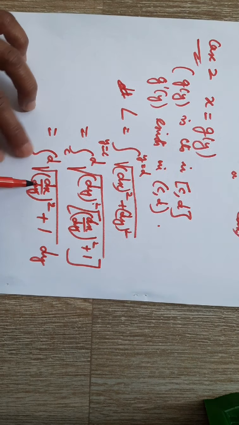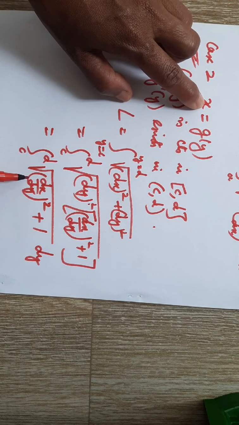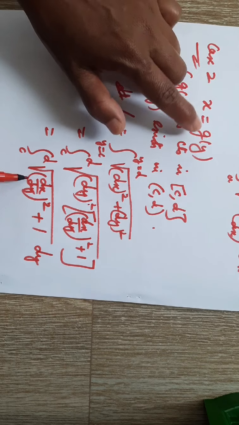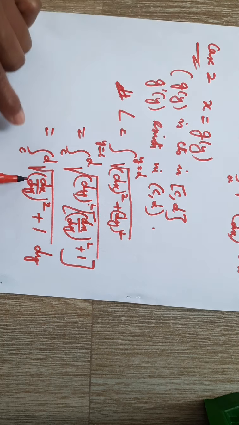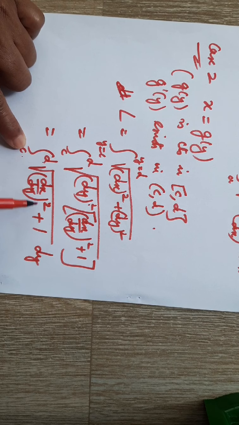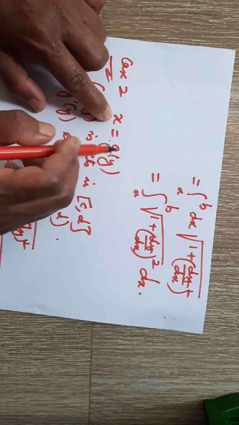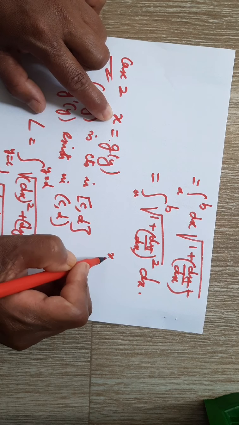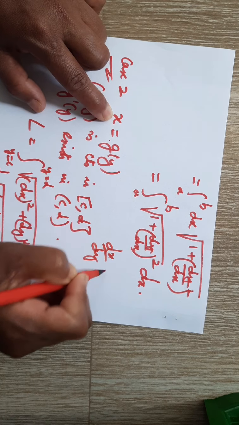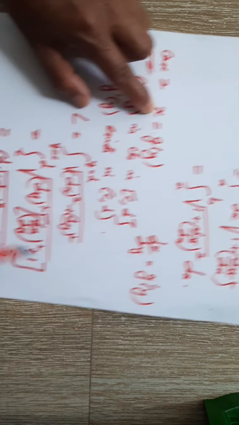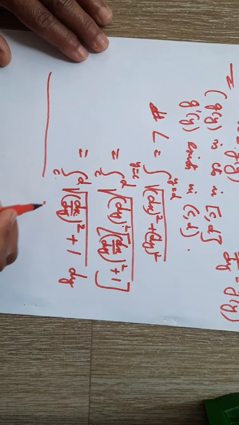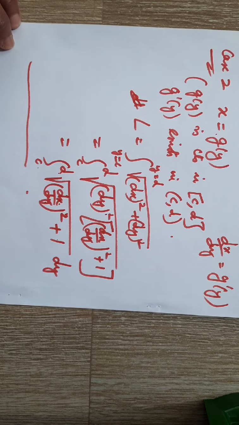So we are getting for this one, for the case of function x which has been expressed in terms of y, the formula will be integral c to d square root of 1 plus dx dy the whole square dy. Why do we need to get dx dy here? Because from this function x is equal to g of y, you need to differentiate x with respect to y, that is dx dy will be equal to g prime of y. So hope it is clear now how to derive the formula for the length of the plane curve.